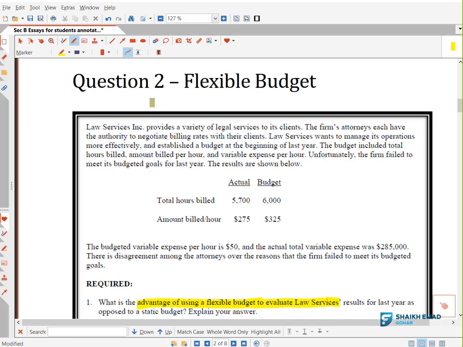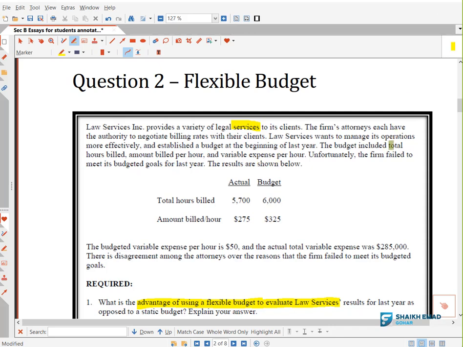What they are saying now, they are saying Law Services Incorporation provides a variety of legal services to its clients. It means we are talking about a service company now. Before we were talking about manufacturing companies. Remember? The firm's attorneys each have the authority to negotiate billing rates with their clients. The company wants to manage its operations more effectively and established a budget at the beginning of the last year.